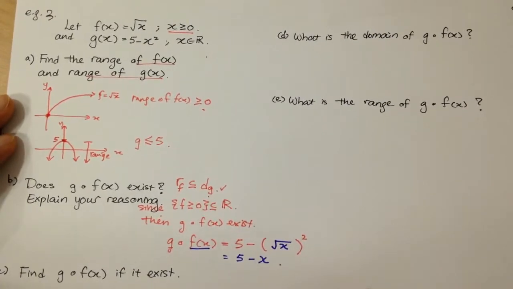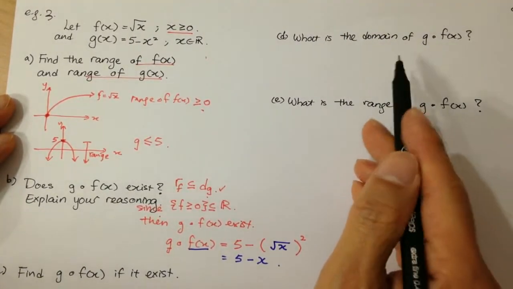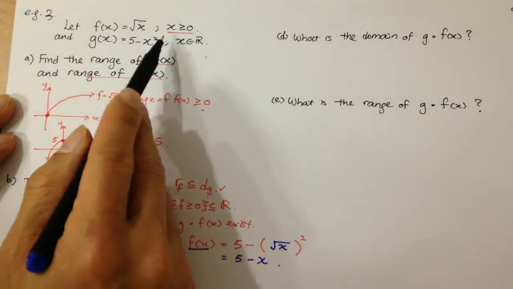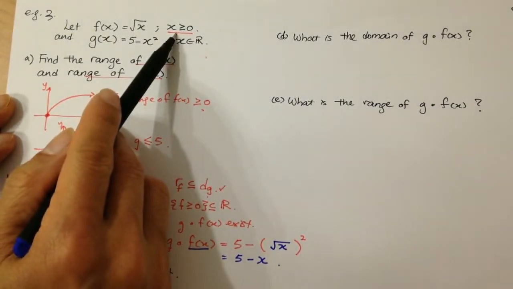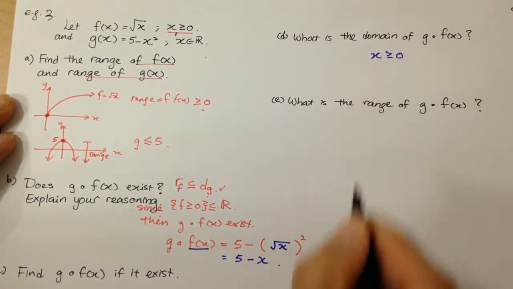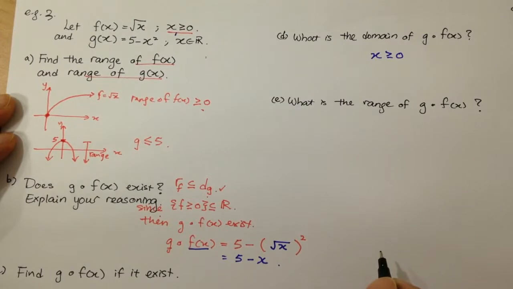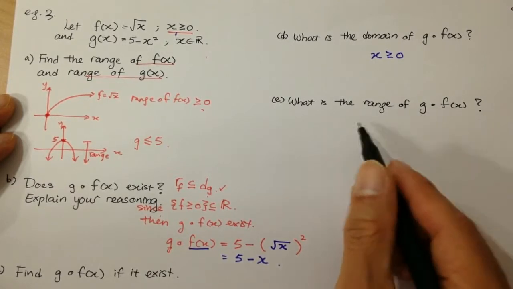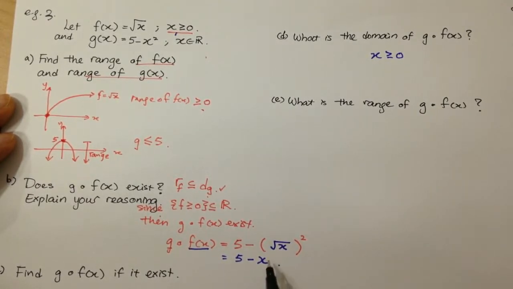Now we're going to look at this question again. What is the domain of g of f of x? Well, the domain of g of f of x really depends on the domain of the input to this composite function, which is f of x, where x is greater or equal to 0. So the domain here is just going to be the domain of f. What is the range of g of f of x? Well, the range here, looking at this, is that this number here must be greater or equal to 0.